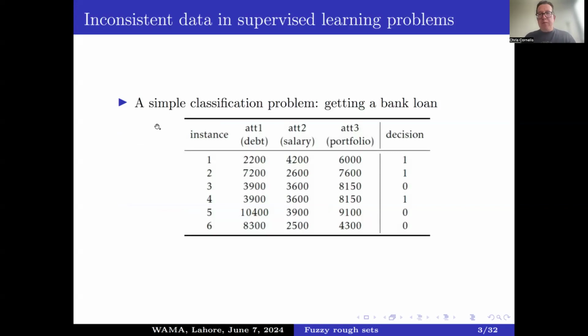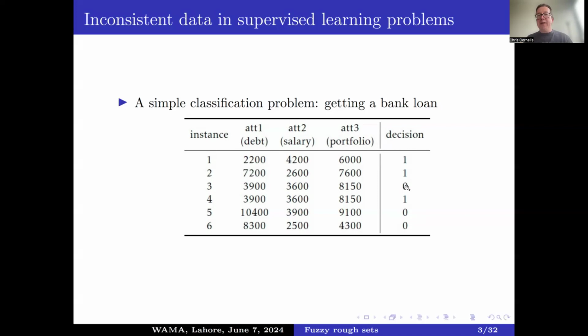Now, to start off, I'll give a simple example. Suppose we have to decide for the customers of a bank whether they're entitled to get a loan or not. And suppose we have some financial parameters about these customers. For instance, we know their debts, their salary, and their investment portfolio. And for a number of customers, in this case 6, we know whether they got the loan, which is 1 as a decision, or they were denied the loan, which means 0 here.